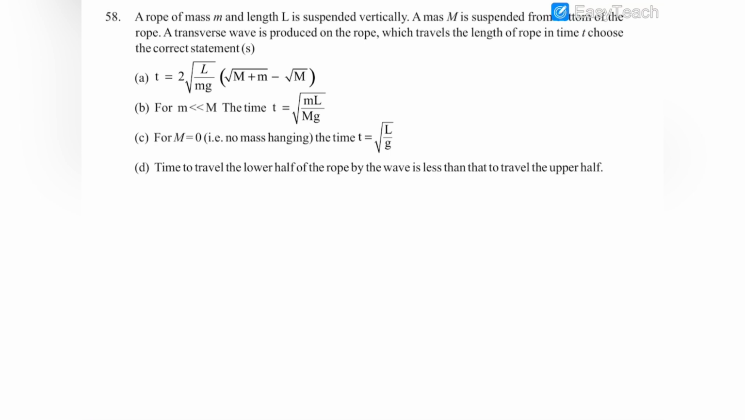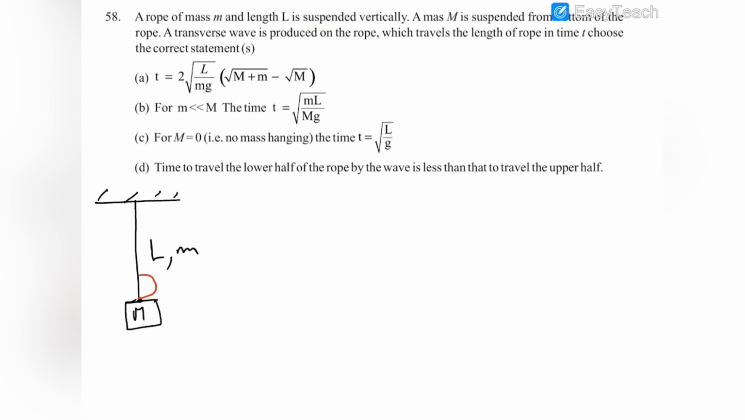In this question, you can see that there is a system in which there is a rope which is hanging from the roof, and there is a mass M which is hanging on the bottom of the rope. The rope has a mass M and length L, and there is a transverse wave which is being initiated at the bottom of the rope. Now we have to choose the correct option from the following 4 options.